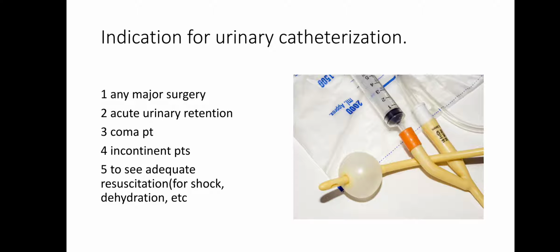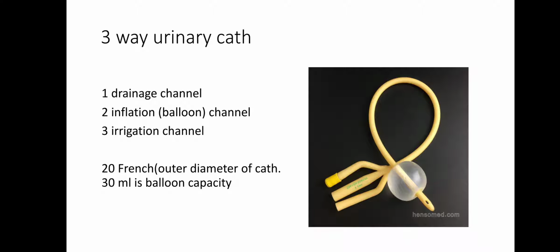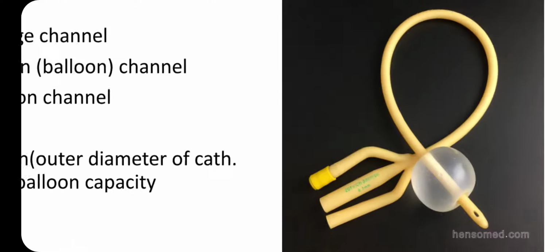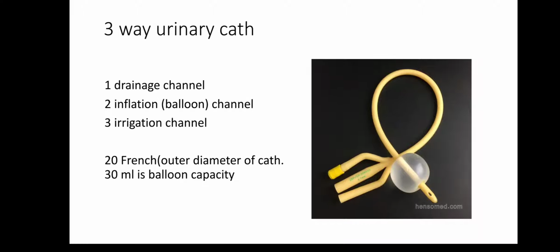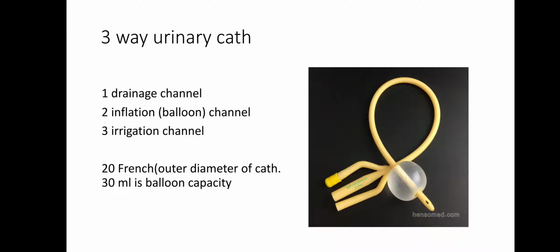Urinary catheter. Indication for urinary catheterization: any major surgery, acute or chronic urinary retention, coma or quadriplegic patients, to monitor urine output in dehydrated and or shocked patients, etc. Urinary catheter can be 1 way, 2 ways, or 3 ways. 3 ways catheter has drainage channel, irrigation channel and inflation channel.